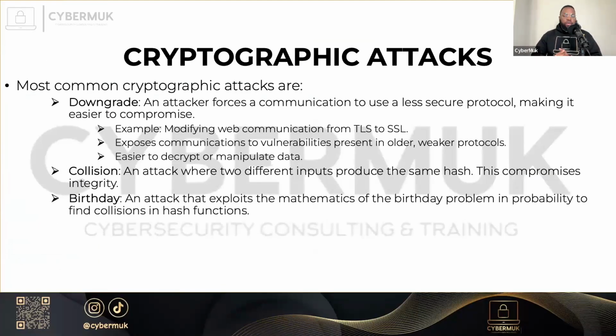Another type of cryptographic attack is a birthday attack. The birthday attack exploits the mathematics of the birthday problem in probability theory to find collisions in hash functions. The birthday problem shows how in a group of 23 people, there is a probability of 50% that two people share the same birthday. This is because there are about 253 possible pairs of people to compare birthdays, which is more than half the number of days in a year. So this is a mathematical calculation.